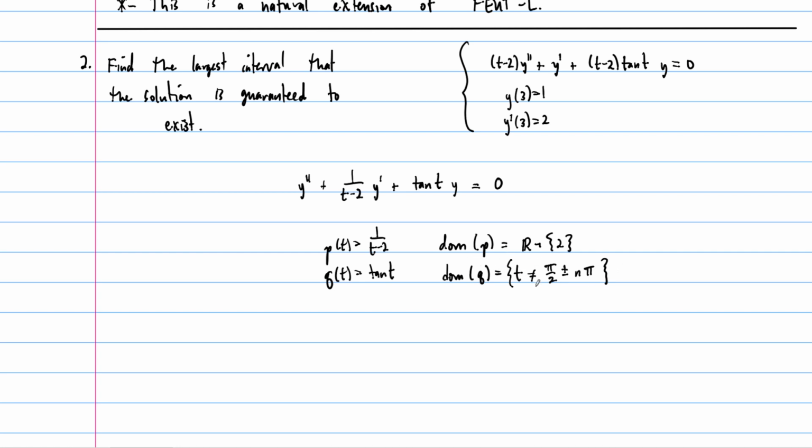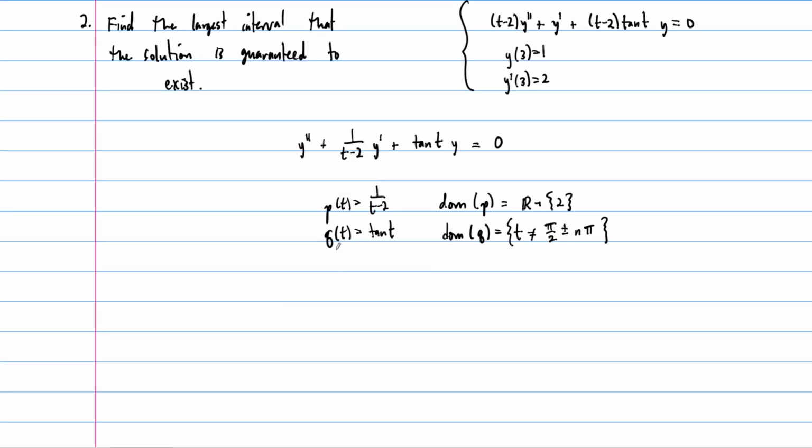It's continuous everywhere else. And what about our g? Our g of t is still 0, so g of t is equal to 0. And so the domain of g is all real numbers. Okay? And so the largest interval for which the solution is guaranteed to exist, guaranteed by the fundamental existence and uniqueness theorem, is the overlap of these three domains which contains the initial value, the initial point. And so the initial point here is t naught equals 3.